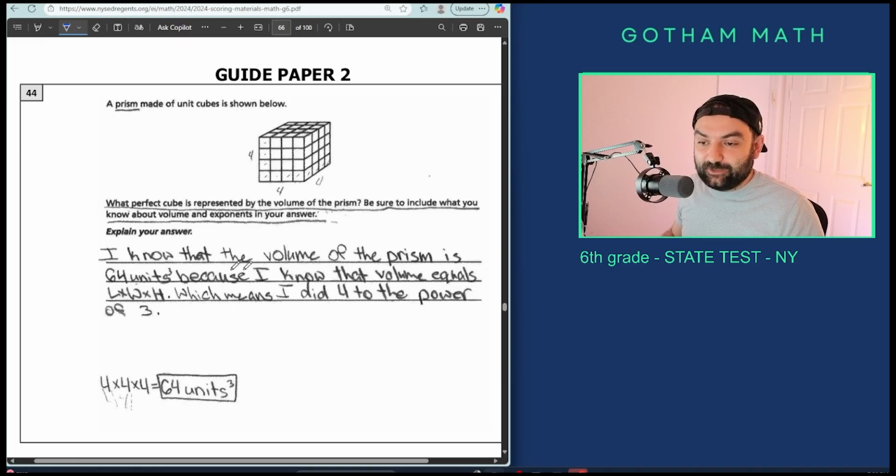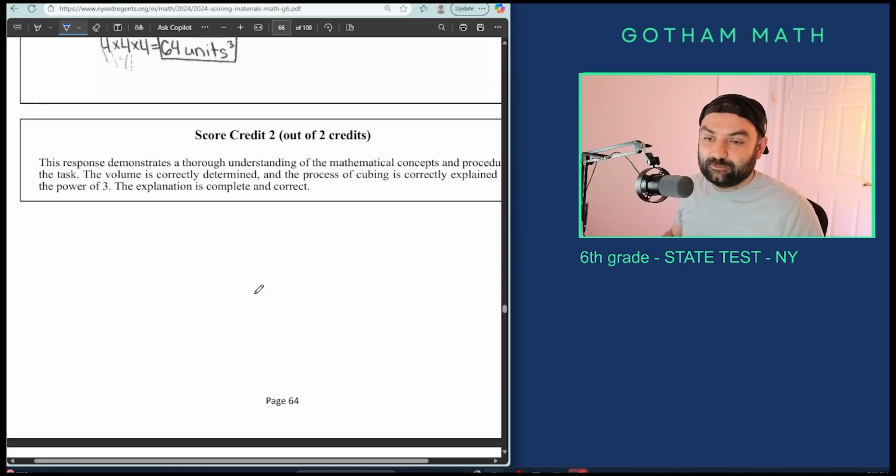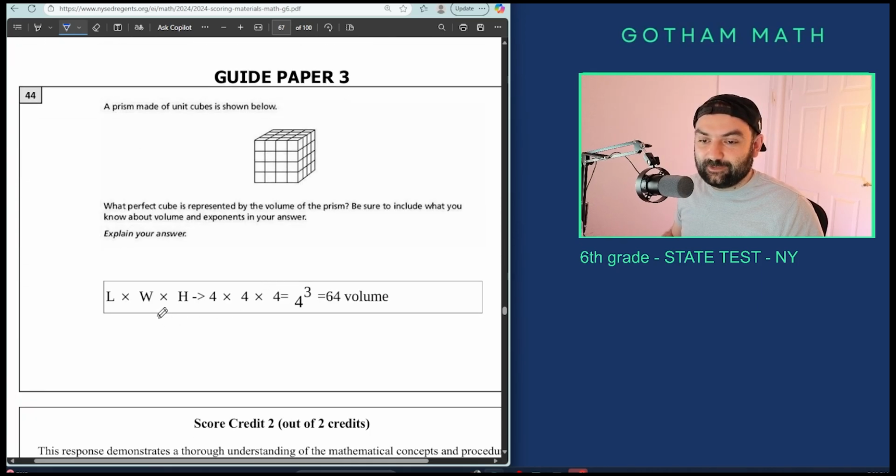Okay, so I know that the volume of the prism is 64, because I know that the volume equals length times width times height, and 4 times 4 times 4 is 64 units cubed. Power of 3. Okay, very good. All right, next.